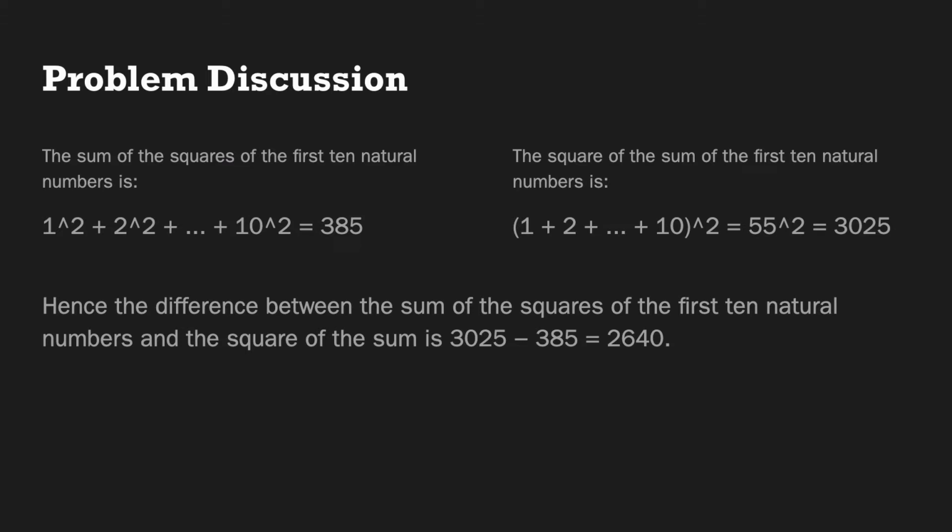Here's our problem discussion. The sum of the squares of the first 10 natural numbers is 1 squared plus 2 squared plus up to 10 squared, which is 385. The square of the sum of the first 10 natural numbers is (1 plus 2 plus etc. onto 10) squared, which equals 55 squared, which equals 3025. Hence, the difference between the square of the sum and the sum of the squares is 3025 minus 385 equals 2640. I'm going to be saying sum and squares a lot in this video.